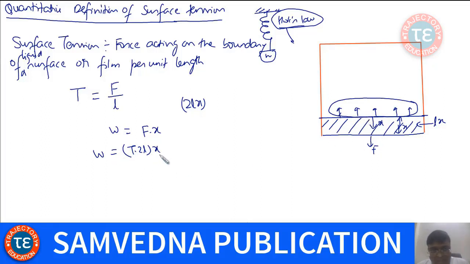So work done is this, right? So what is this? 2Lx is the additional surface area of the film which is created as a result of application of the force F. 2Lx is the additional area which the film has got due to this work done by an external agency. So we can define T as the work done by the external agency upon this area of the film which is created.